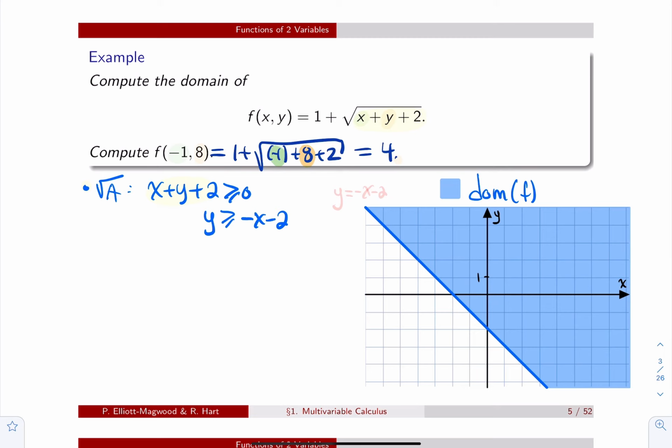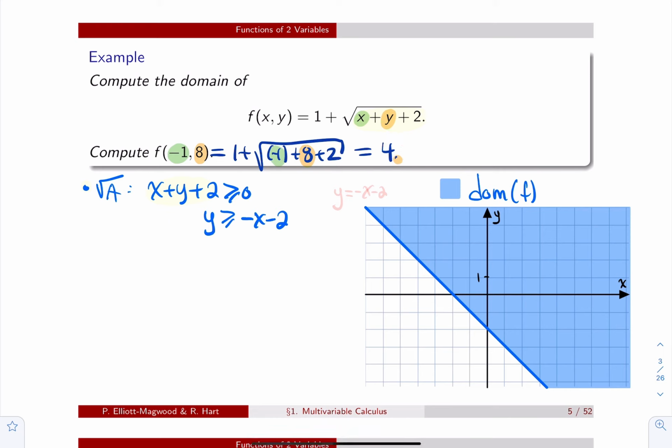Here again, I'm going to start with the output computation. I'm going to replace the variables everywhere. In my equation, where x is, there's only one x inside the square root, so x is going to be replaced by minus 1, and then y is going to be replaced by 8. Now, if I compute the output, I get 1 plus the square root of minus 1 plus 8 plus 2. Minus 1 plus 8 plus 2 is 9. Square root of 9 is 3. 3 plus 1 is 4. So I get my output.